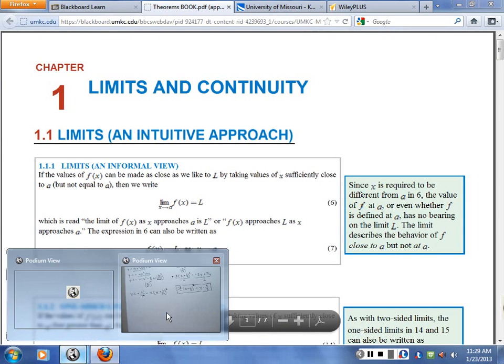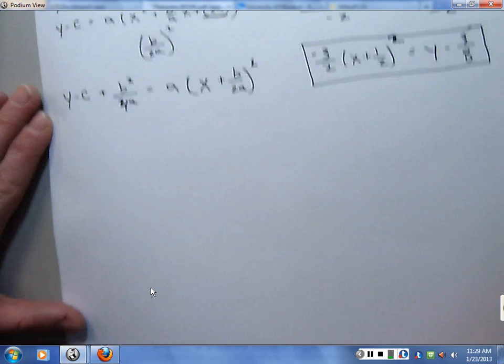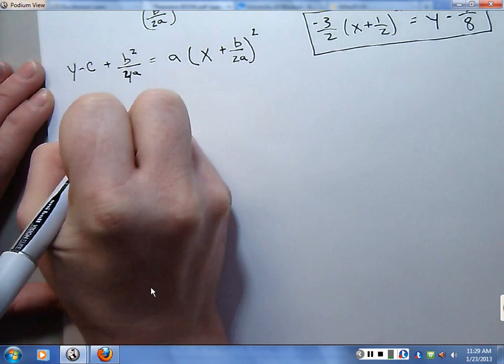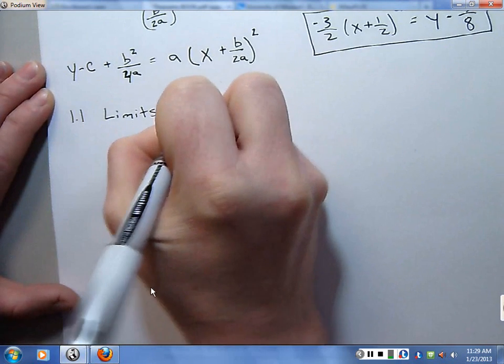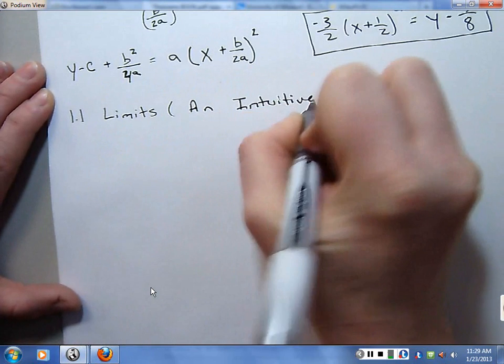So back to here. So this is 1.1. Limits and intuitive approach.